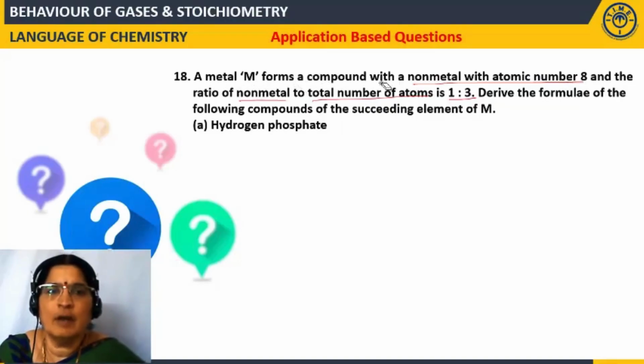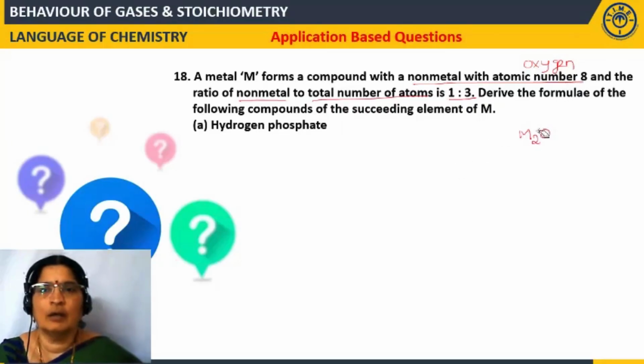A metal M forms a compound with a non-metal with atomic number 8. Non-metal with atomic number 8 should be oxygen. The ratio of non-metal to total number of atoms is 1:3. One oxygen atom is there, and the metal atoms should be 2 because the total number of atoms is 3. So you can write M2O as the formula. To derive the formula of the compounds, you should know the valency of the metal. From the formula you can know that it is M plus, monovalent.